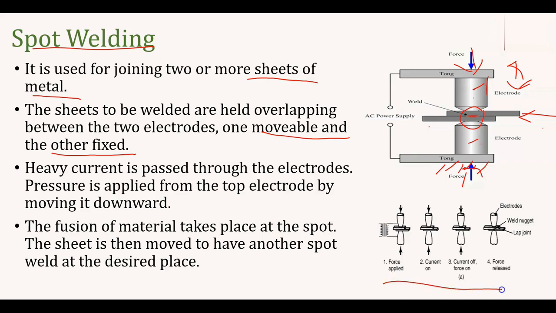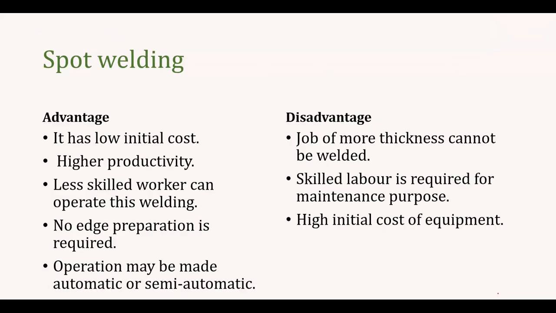So this is the process sequence. Initially we will place the sheet metal and apply the force, then we will give the current. The combination of both electrical energy and the pressure will fuse the material, then we will move the sheet for the newer location. So this is nothing but spot welding, and these are the different advantages and disadvantages.